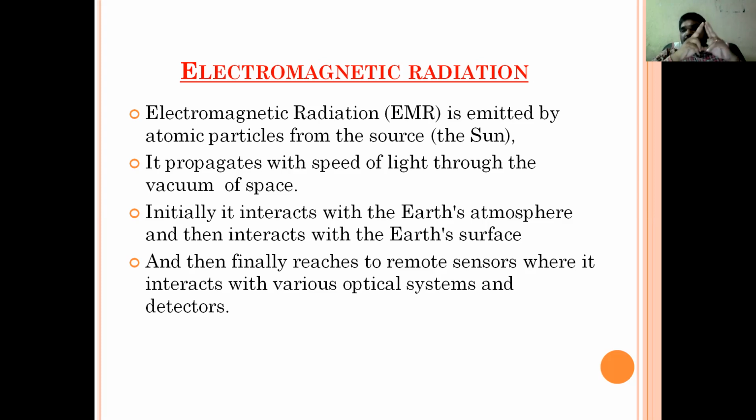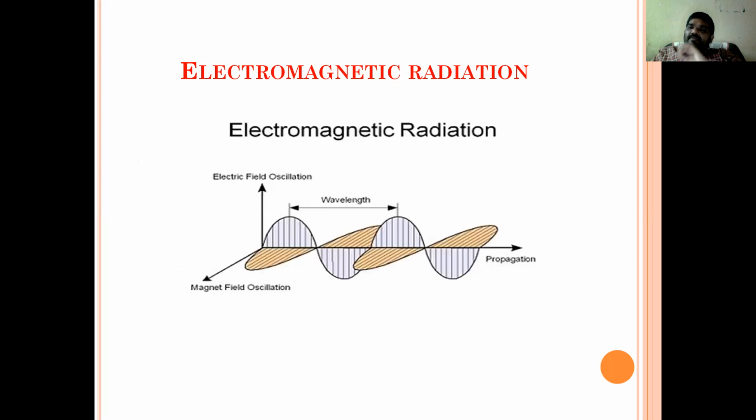And the third one, initially it interacts with the earth atmosphere, later on it interacts with the earth surface. Once it interacts with the earth surface, it has to be reflected, and that has to be recorded by the sensors at different wavelengths, which we divide as optical remote sensing and microwave remote sensing. See here the image of electromagnetic radiation. The electromagnetic radiation from space is propagating like this.